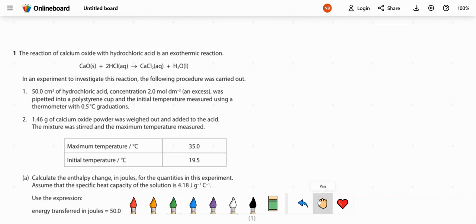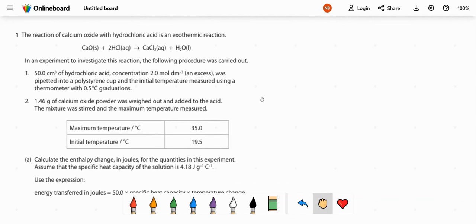Okay, let us analyze the given data. The reaction of calcium oxide with hydrochloric acid. They have given the exact stoichiometric equation for the reaction. Sometimes they won't give it, but mostly in A level they will give the balanced equation. If they didn't give it, we have to find it out. Calcium oxide is a base and HCl is an acid. When we mix an acid and a base, we get a salt and water.